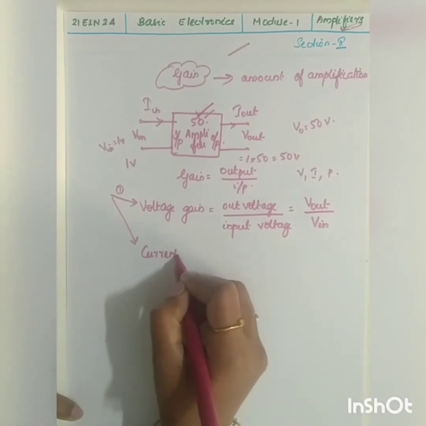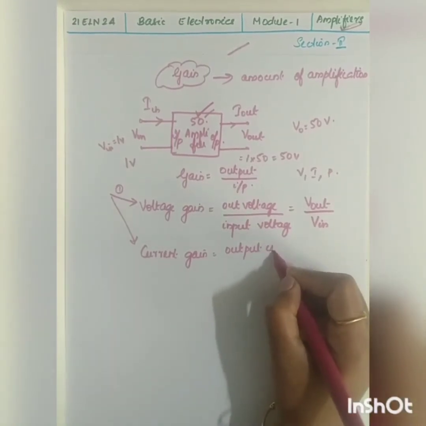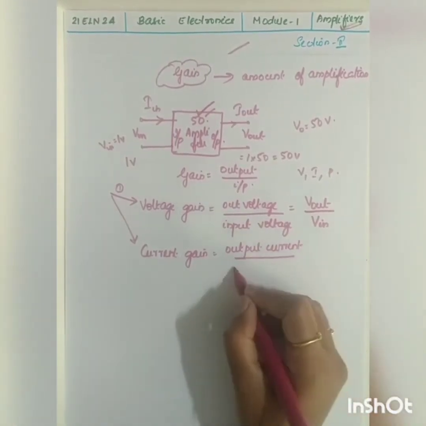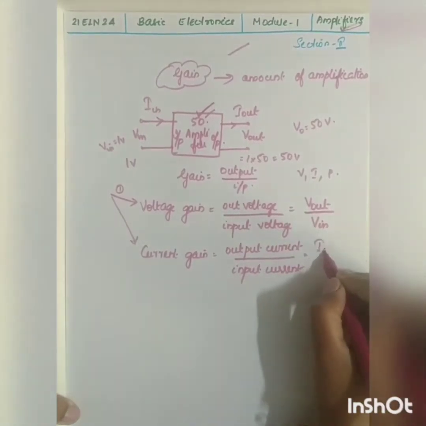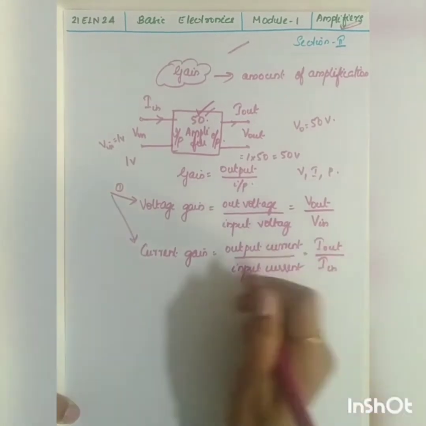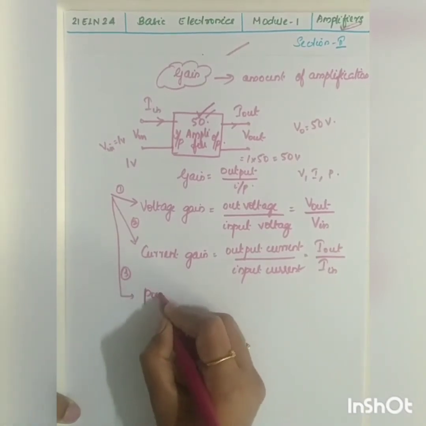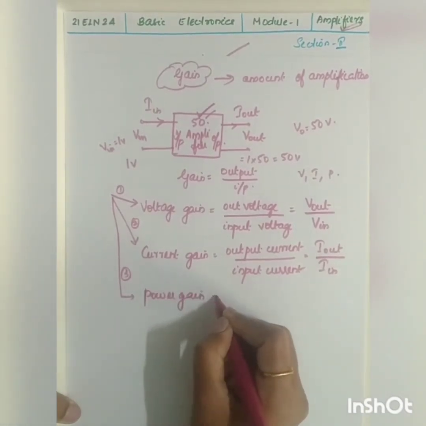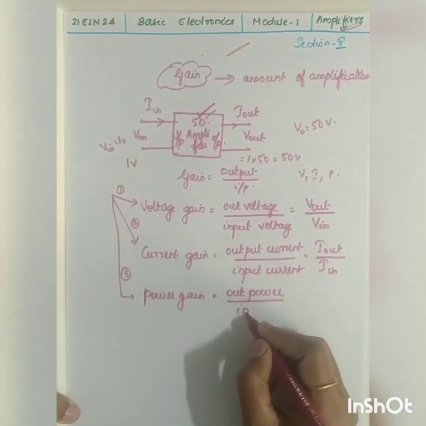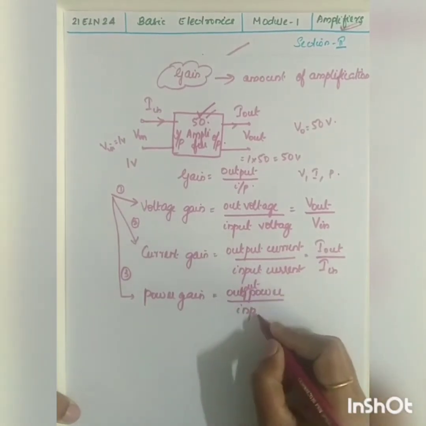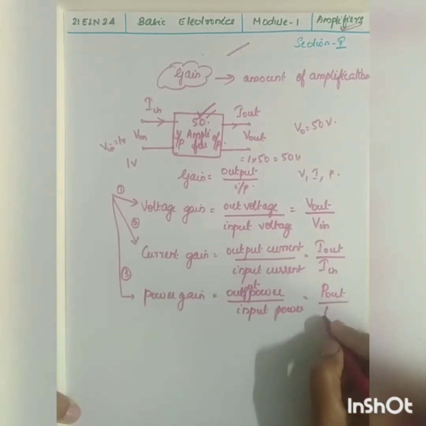Similarly, current gain is the ratio of output current to input current. So it will be given as I out divided by I in. The third one is your power gain. Power gain will be equal to the ratio of the output power to input power, which is equal to P out divided by P in.